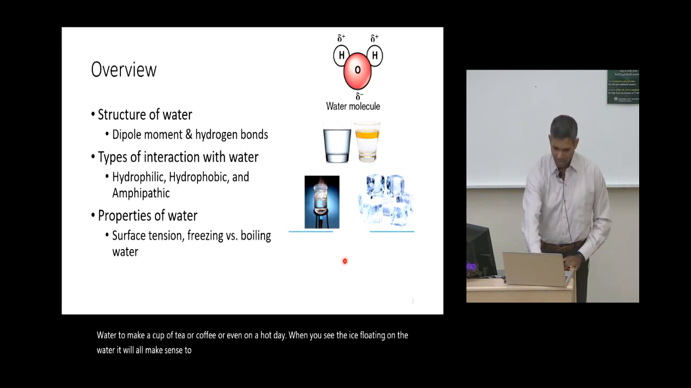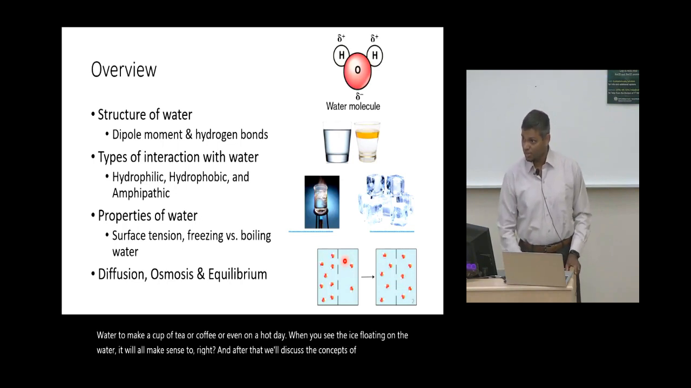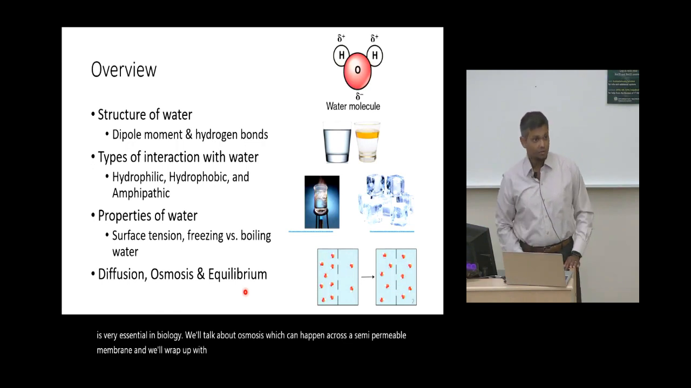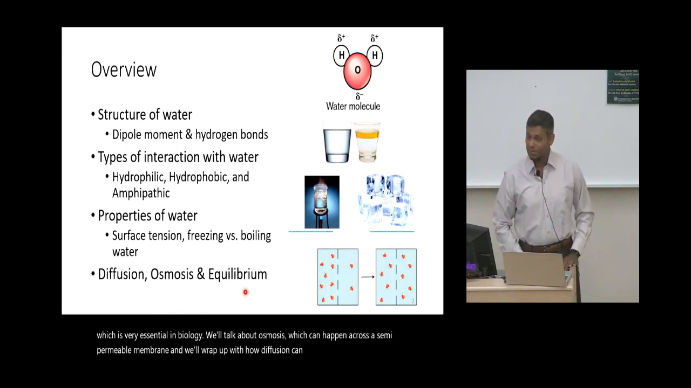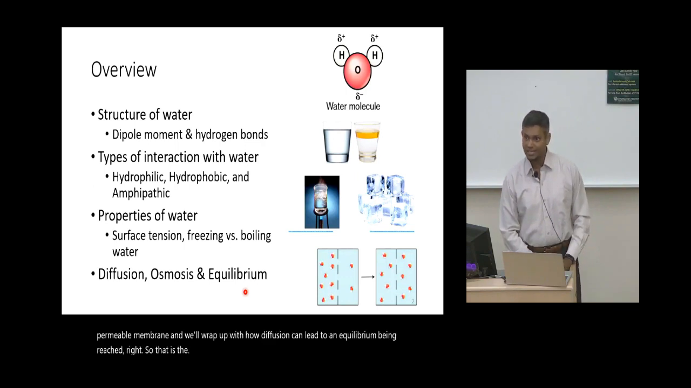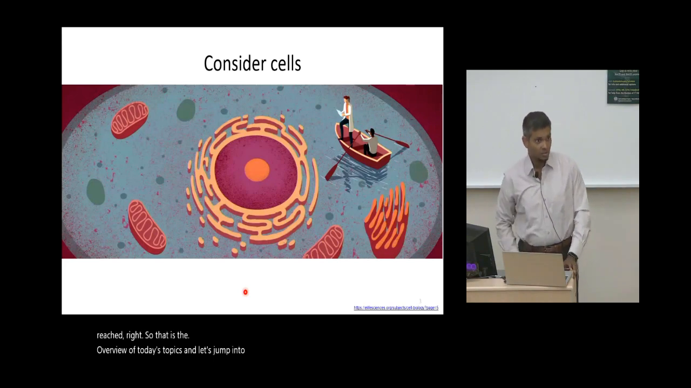Right? And after that, we'll discuss the concept of diffusion, which is very essential in biology. We'll talk about osmosis, which can happen across a semi-permeable membrane, and we'll wrap up with how diffusion can lead to an equilibrium being reached. Right? So that is the overview of today's topics, and let's jump into the main constituent of cells.